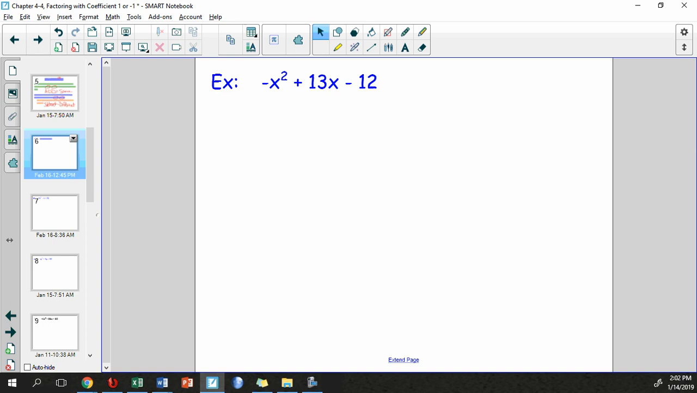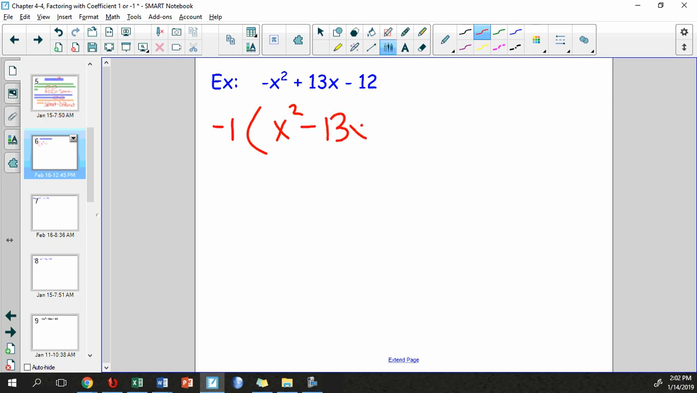What we're going to do is pull out a negative 1. Whenever I say factor out a negative 1, what that means is you are dividing each term mentally in your head by the value negative 1. So what is negative x squared divided by negative 1? It is x squared. What is 13x divided by negative 1? Negative 13x. What is negative 12 divided by negative 1?